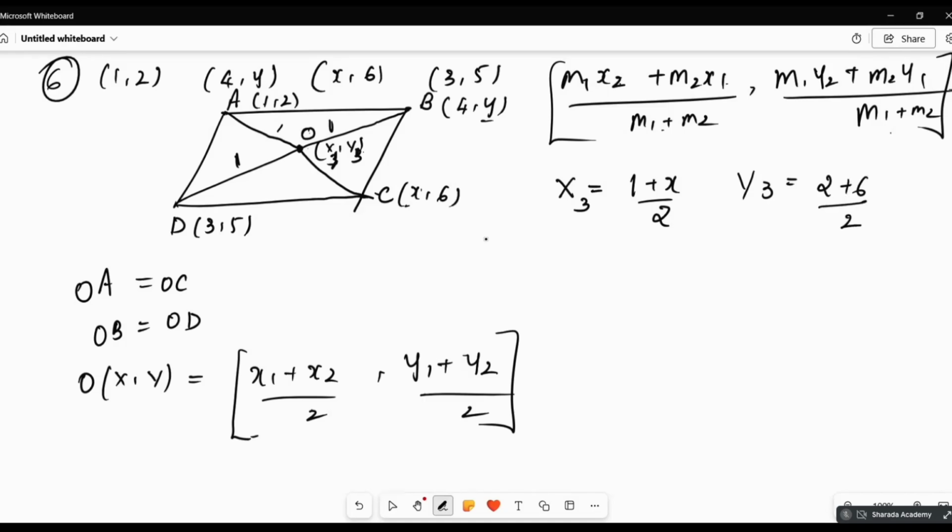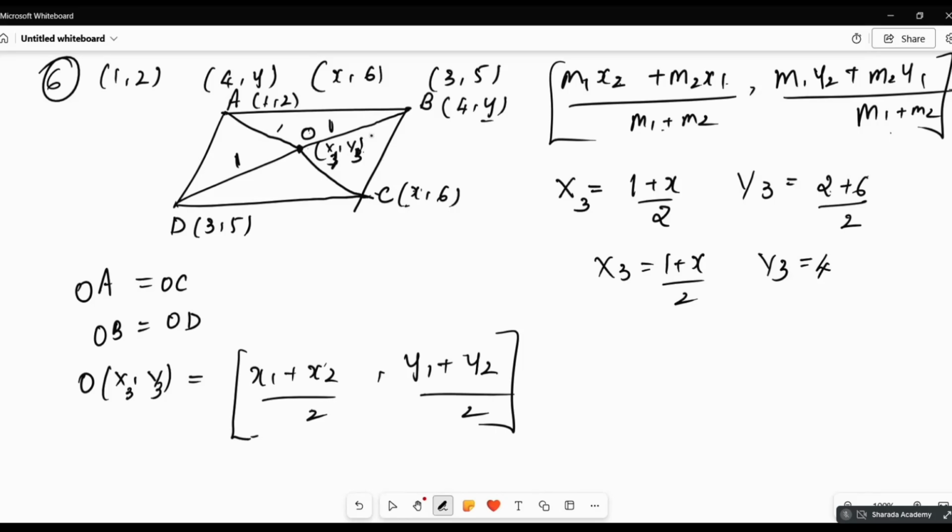Here again, this point O is the midpoint of AC. That is OA is equal to OC. So the midpoint will be (x1 + x2)/2, and here also (y1 + y2)/2. That is (1 + x)/2 and (2 + 6)/2. So x3 is equal to (1 + x)/2, with 2 unknowns. Y3 is equal to (6 + 2)/2, 8 by 2, 4. So the y coordinate, I know, is 4.